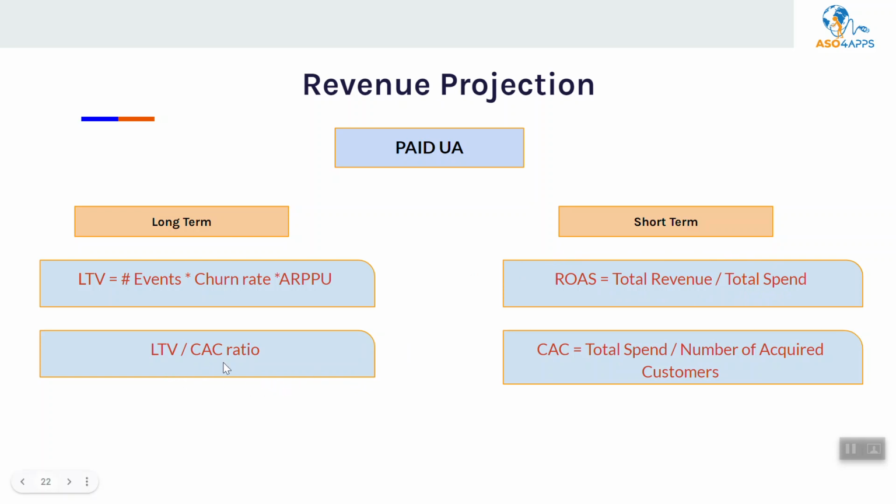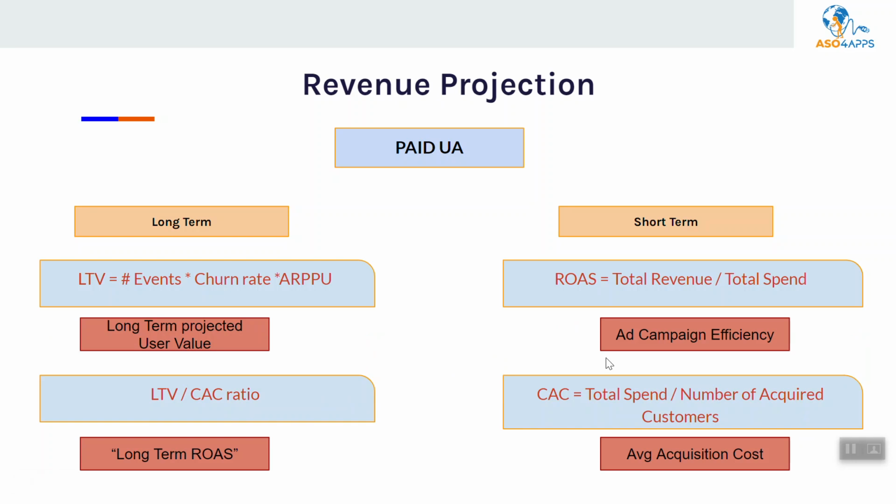On the other hand, CAC, unlike ROAS, does not reflect efficiency itself. It merely indicates the average cost for acquiring a new paying customer. So, for efficiency, you can use the LTV/CAC ratio in the long term that compares the lifetime value of a customer to the cost of acquiring them. Obviously, you want this ratio to be higher than 1.